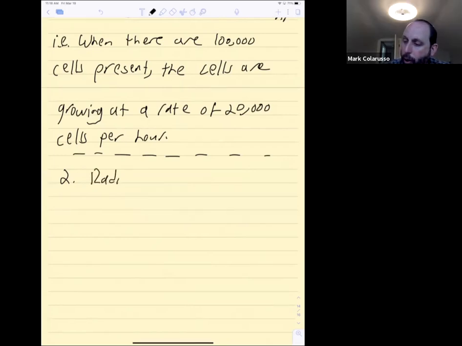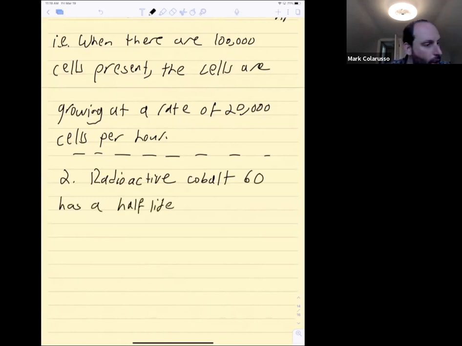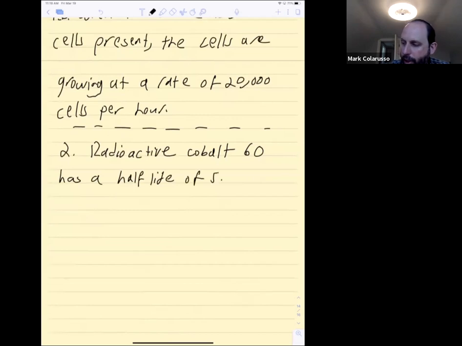So, radioactive cobalt 60 has a half-life of 5.3 years. So that's a pretty short half-life. So this is not so dangerous. Find the decay constant.